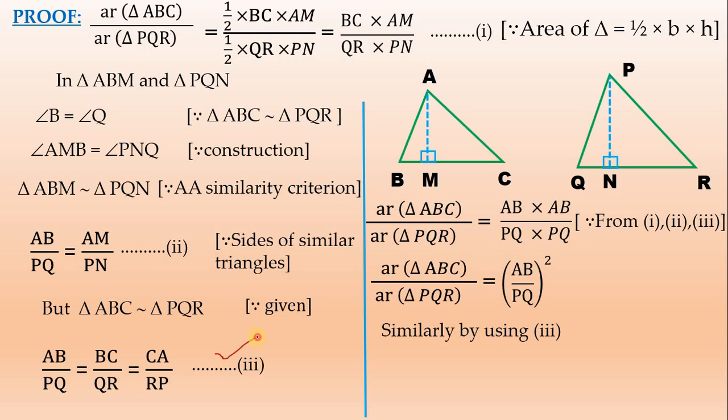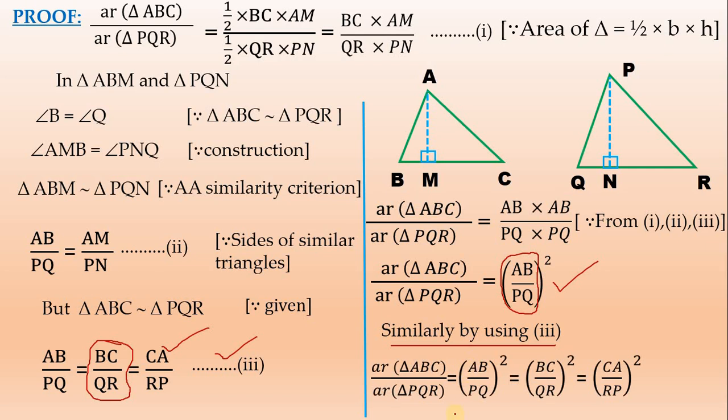Look at equation 3 here. See now here I have AB by PQ. So AB by PQ I can replace with BC by QR. At that time it will become BC by QR. In the place of AB by PQ, if you write AC by PR, we will get AC by PR whole square. Hence, nothing to confuse here, children. After proving this, directly you write, similarly by using 3, what we wanted to prove. That is, area of triangle ABC by area of triangle PQR is equal to this.